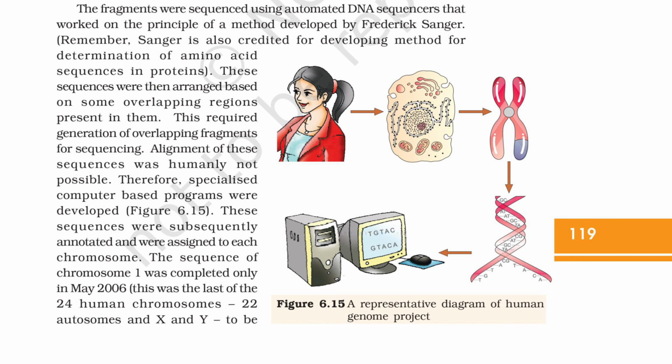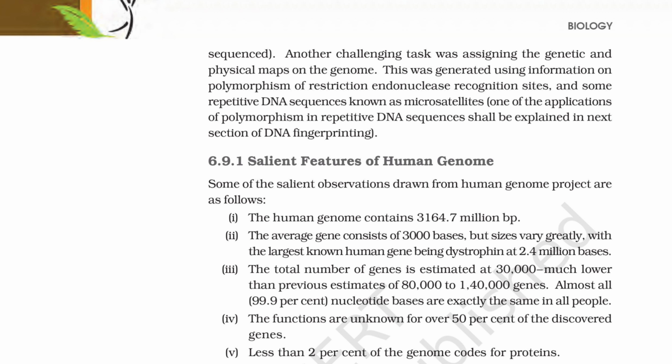The sequence of chromosome 1 was completed only in May 2006. This was the last of the 24 human chromosomes, 22 autosomes and X and Y to be sequenced. Another challenging task was assigning the genetic and physical maps on the genome. This was generated using information on polymorphism of restriction endonuclease recognition sites and some repetitive DNA sequences known as microsatellites. One of the applications of polymorphism in repetitive DNA sequences shall be explained in next section of DNA fingerprinting.